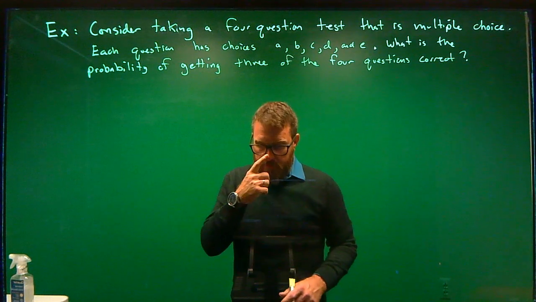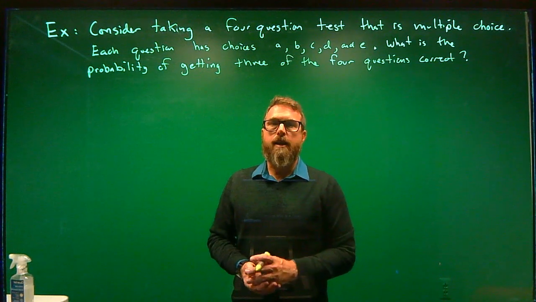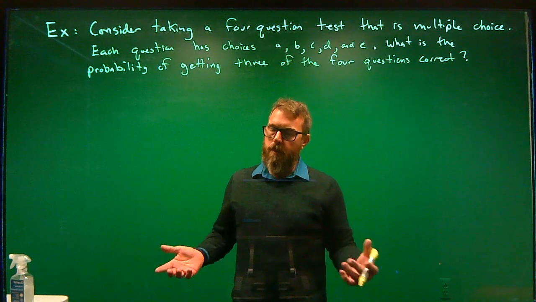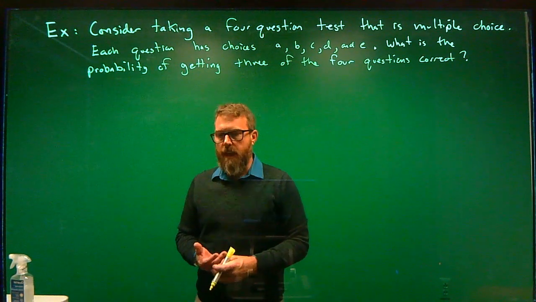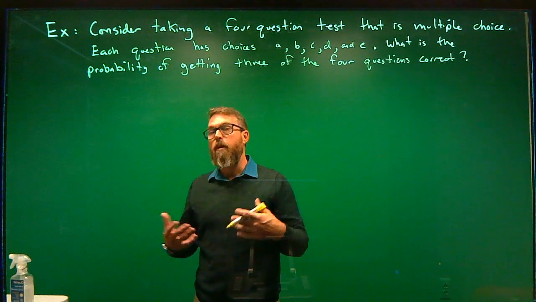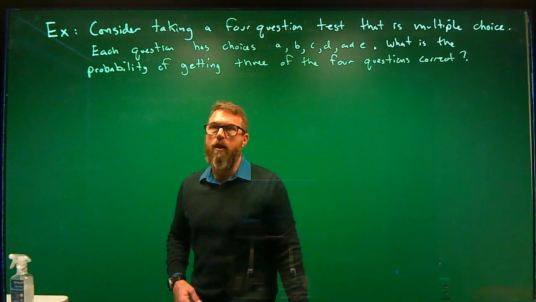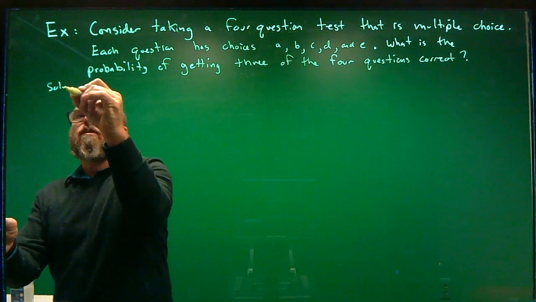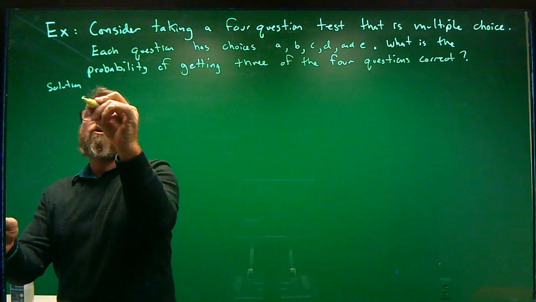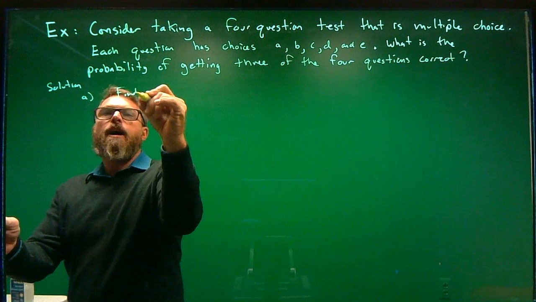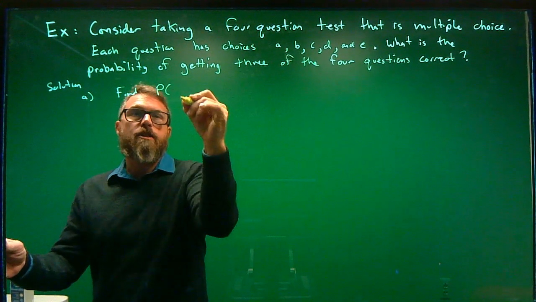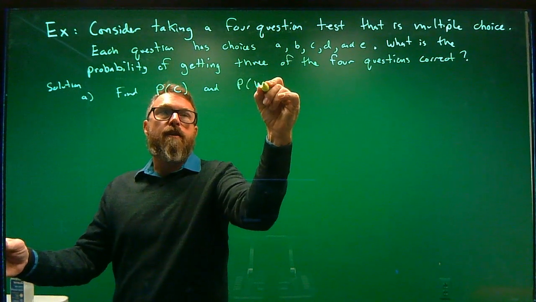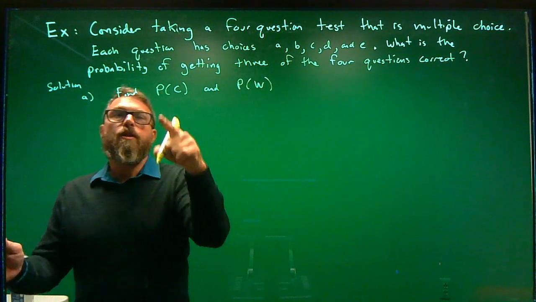All right, so in order to do this, let's talk about the probability of getting a question correct. Then I can talk about the probability of getting multiple questions correct and 1 question wrong. So let's do it in parts. Part A: find the probability of a success. So what's the probability of C, and the probability of getting something wrong? So we know the probability of C.